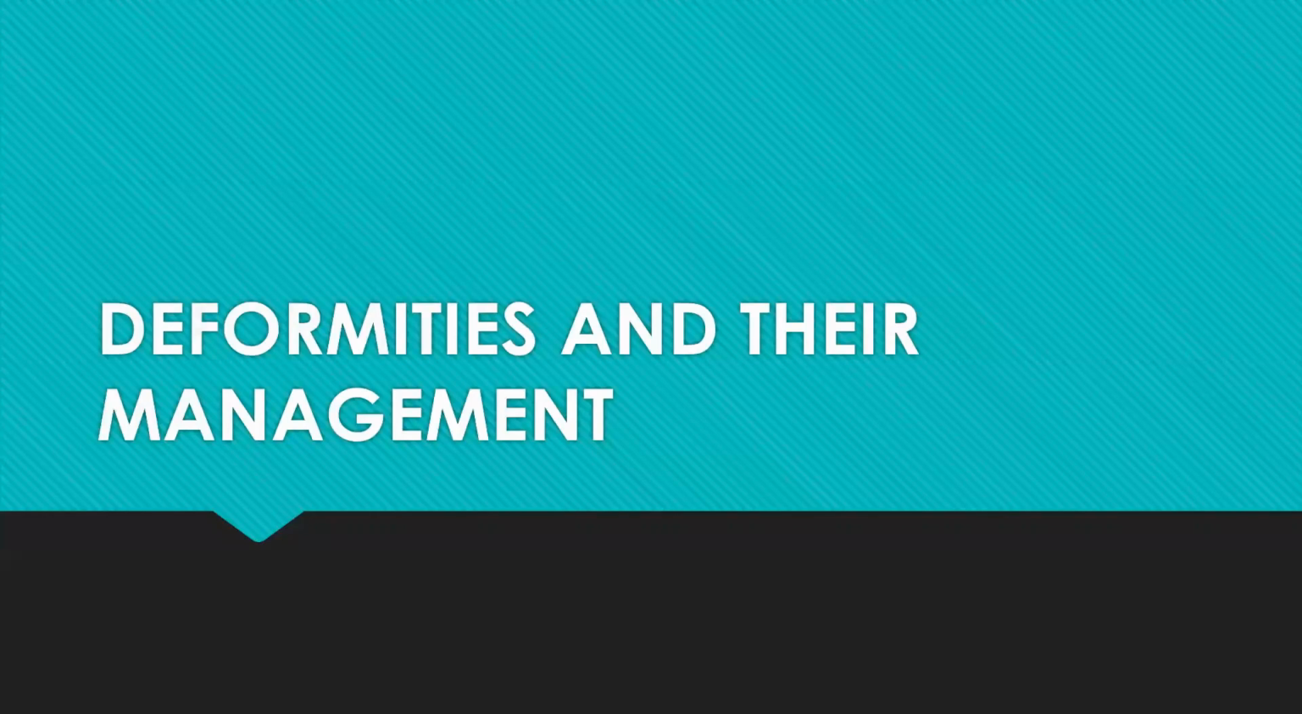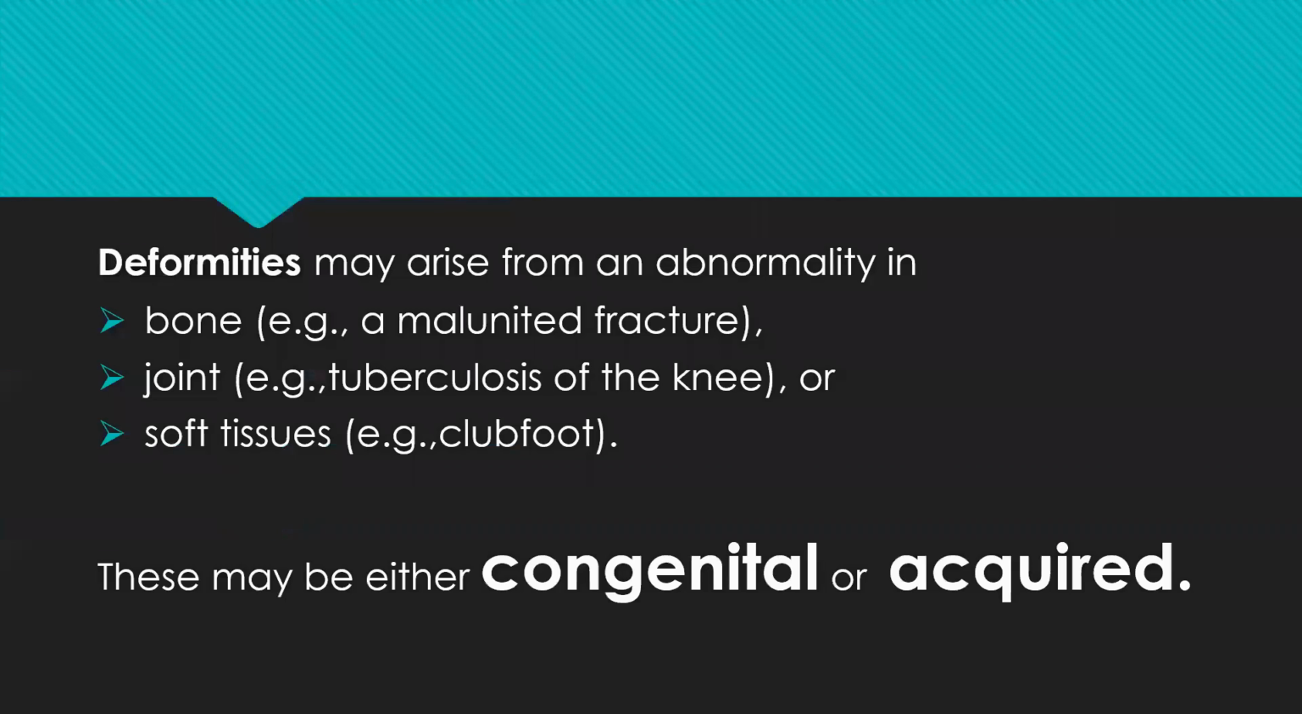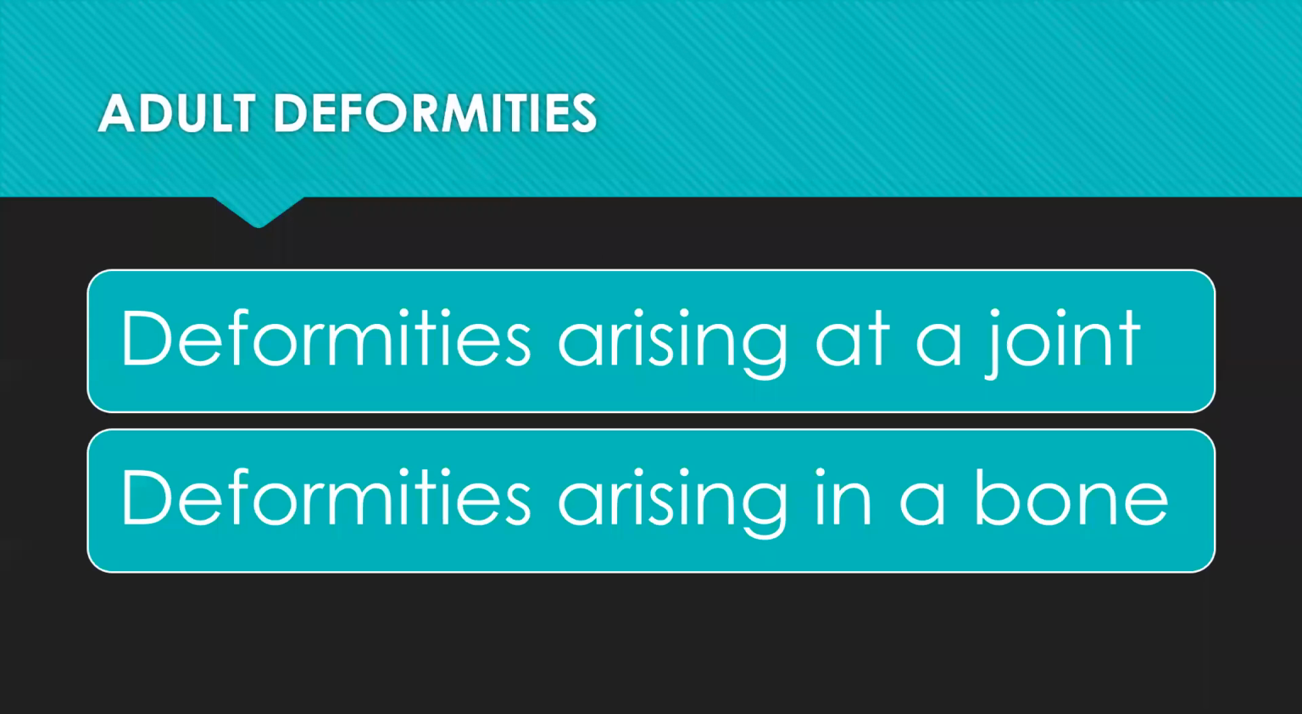Good morning, everybody. Our topic today is deformities and their management in the adult patient. Deformities in general may arise from either an abnormality in the bone, most commonly a malunited fracture, or the joint which connects the bones, or from various soft tissues that may cross the joint. Adult deformities are usually not soft tissue in nature. They usually arise either from a joint or from a bone.